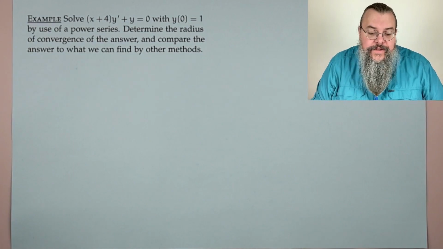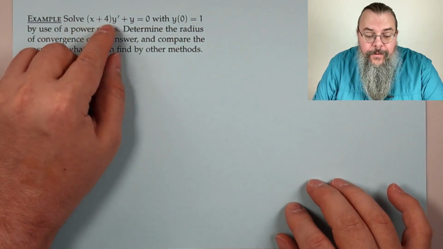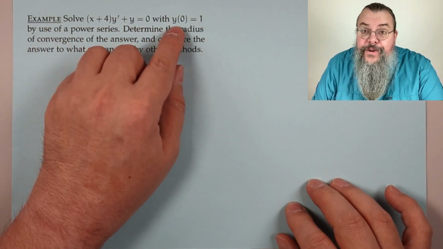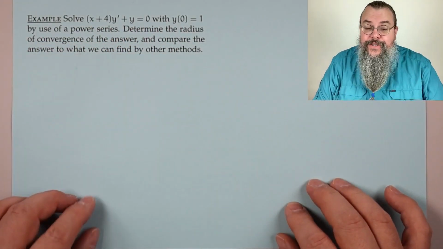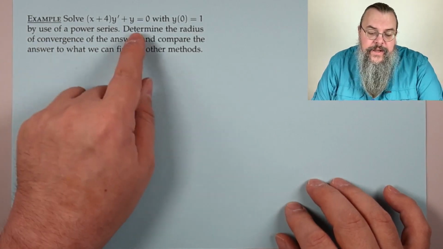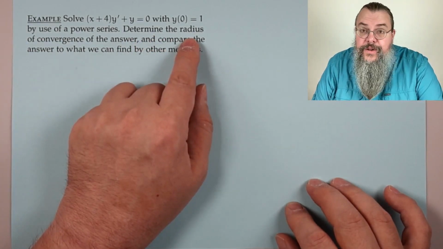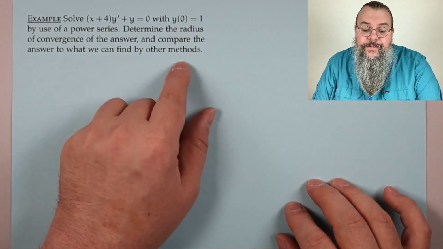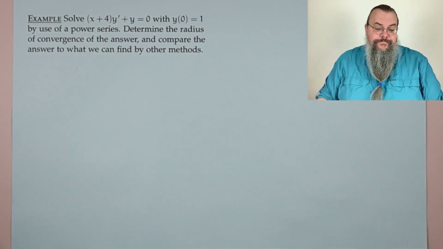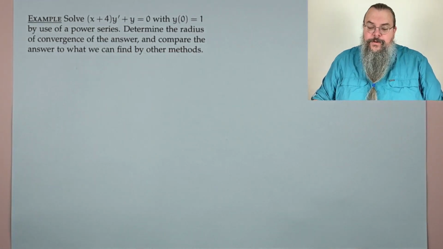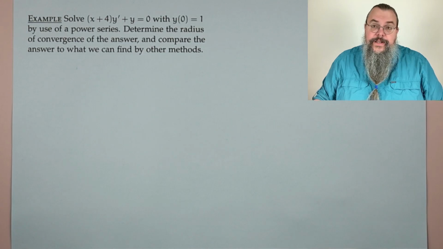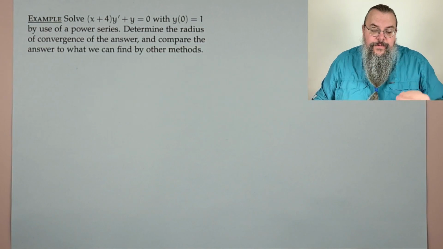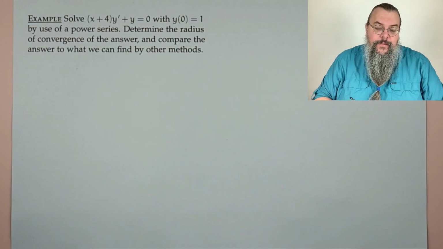So in this problem, we're asked to solve x plus 4 y prime plus y equals 0 with y of 0 equals 1 by use of a power series. Okay, so we'll do that, and then there's some other things we're going to need to do: determine the radius of convergence of the answer and compare the answer to what we can find by other methods. Okay. All right. Well, let's start.